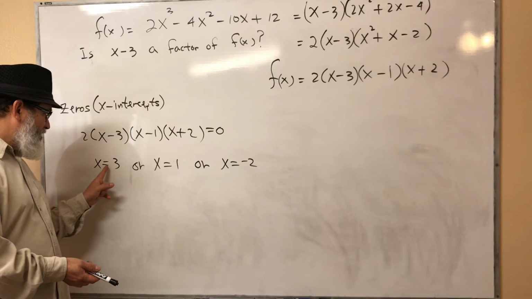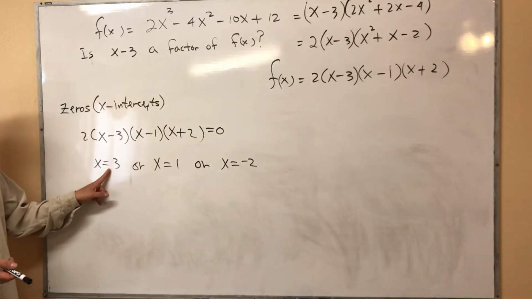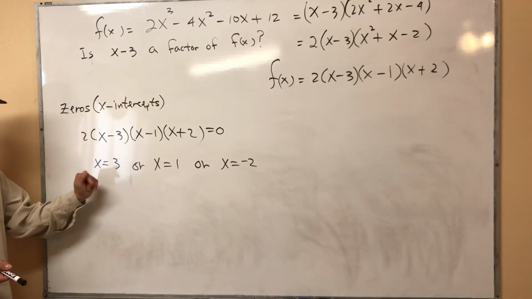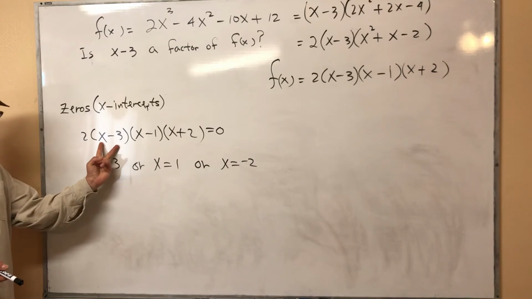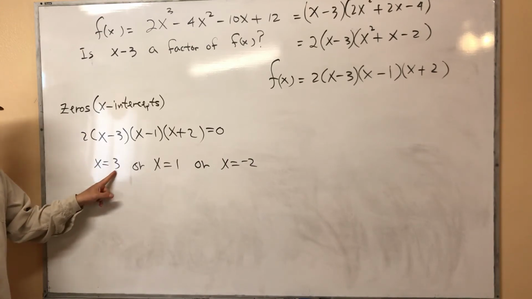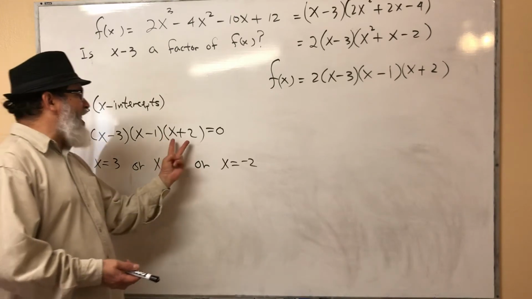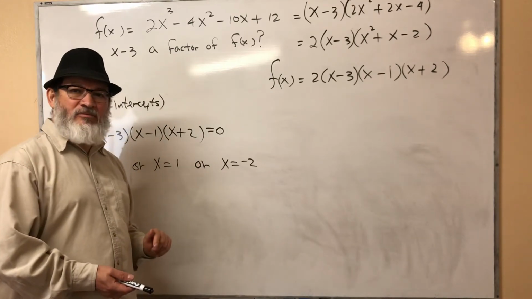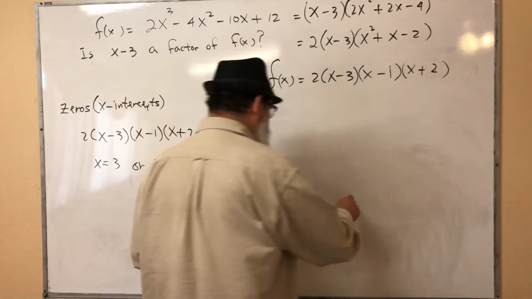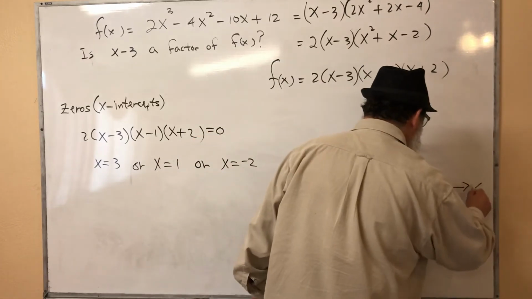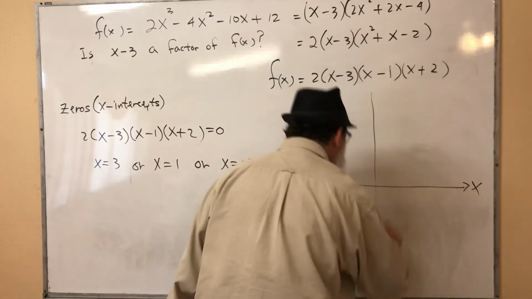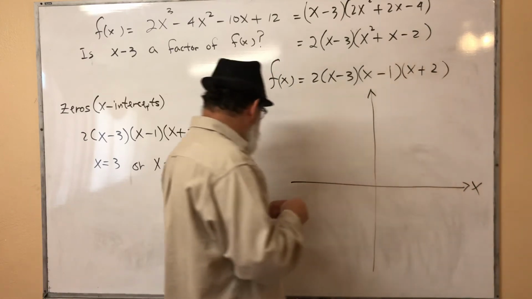Because now, these are zeros. A 3 is a 0. So this factor gave me a 0, an x-intercept, which is also called a 0 of 3. This factor gave me a 0 of 1. This factor gave me a 0 of negative 2. Watch this. This is x. This is f of x.